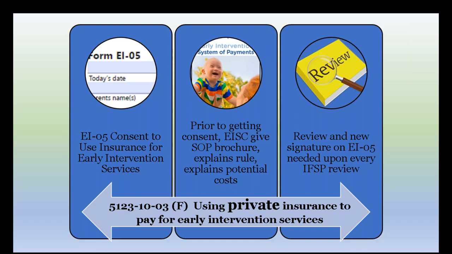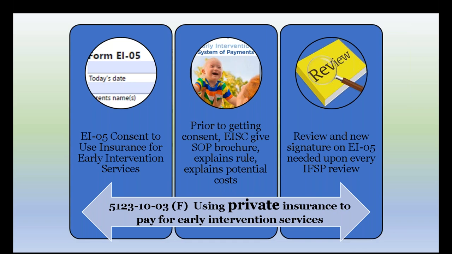Prior to getting the consent, the early intervention service coordinator shall provide the parent with a system of payment brochure, explain the rule, explain that there are potential costs with using their insurance, and suggest that the parent reviews their coverage and contact the insurer if they have any questions. When using private insurance, the early intervention service coordinator shall obtain parental consent with form EI05 prior to an increase in the amount, duration, or scope of early intervention services specified in the IFSP. Every review of the IFSP needs a review and a new signature on EI05.